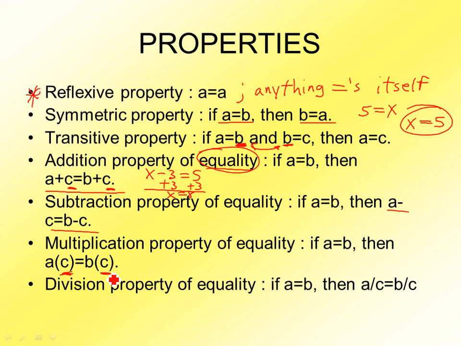Division property, you probably did this a lot in algebra last year. You had 2x equals 6. Well, then you divide both sides by 2. You're using the division property of equality there. Those 2's cancel out, and you end up with x equals 3. You use the division property of equality.